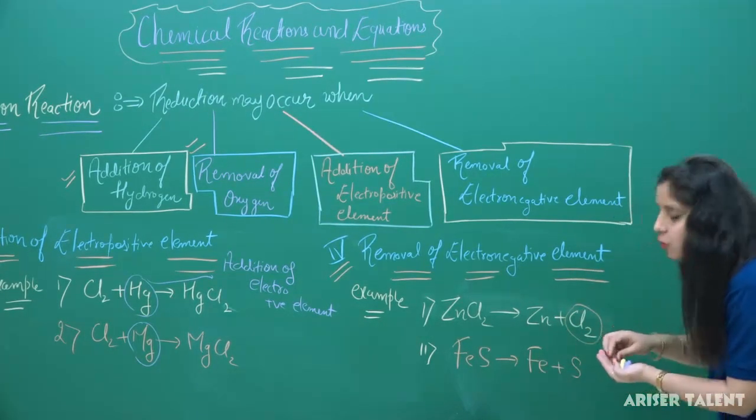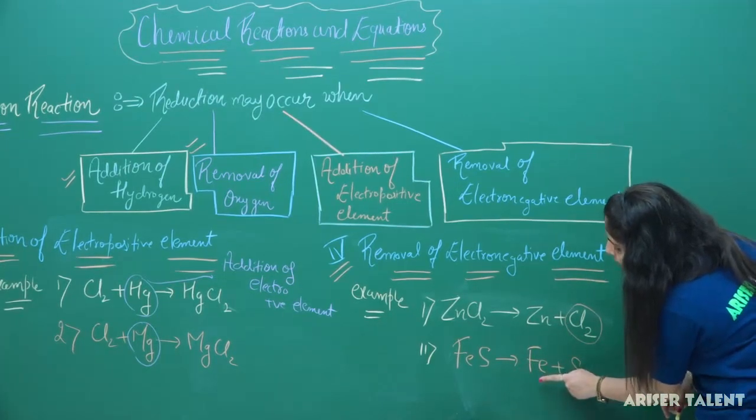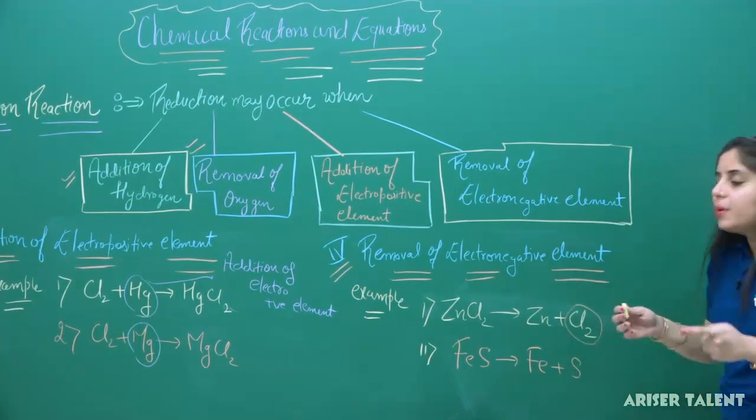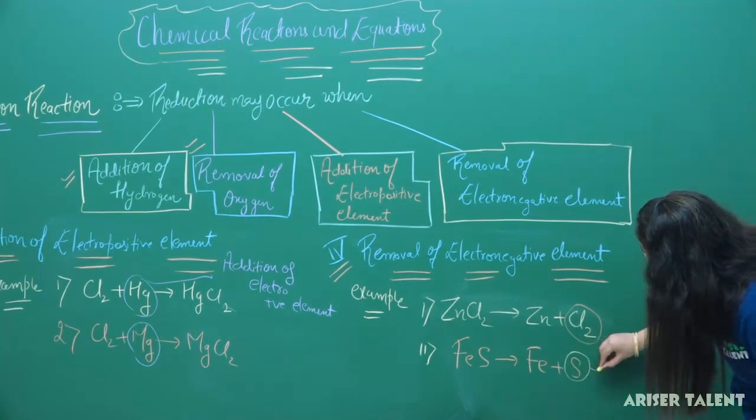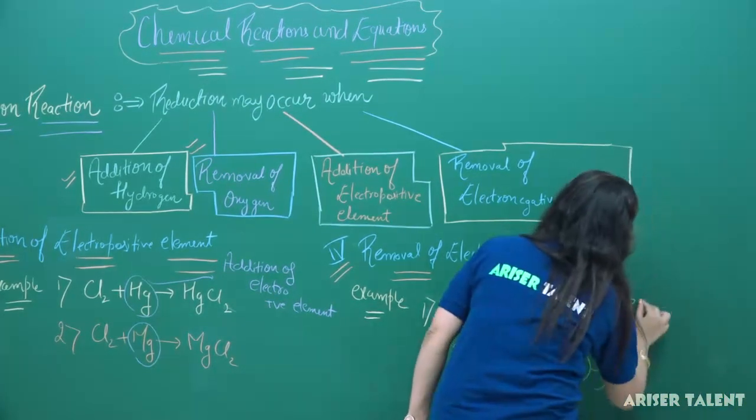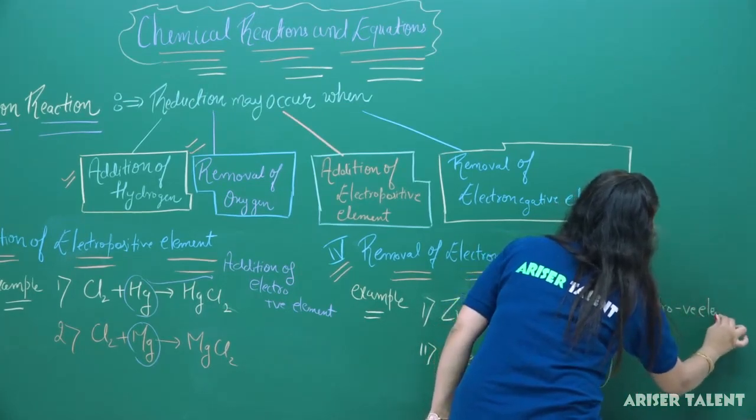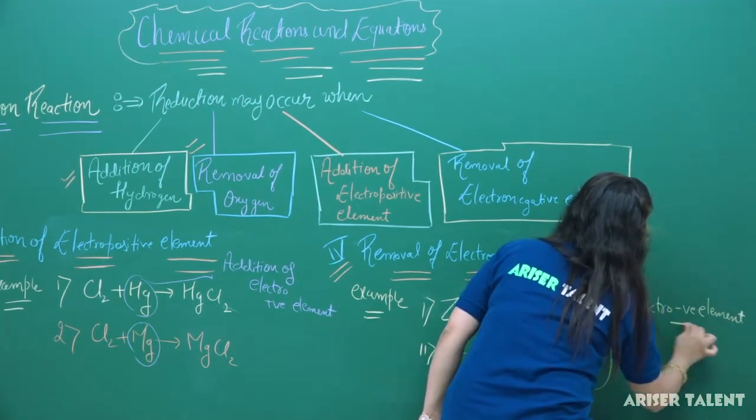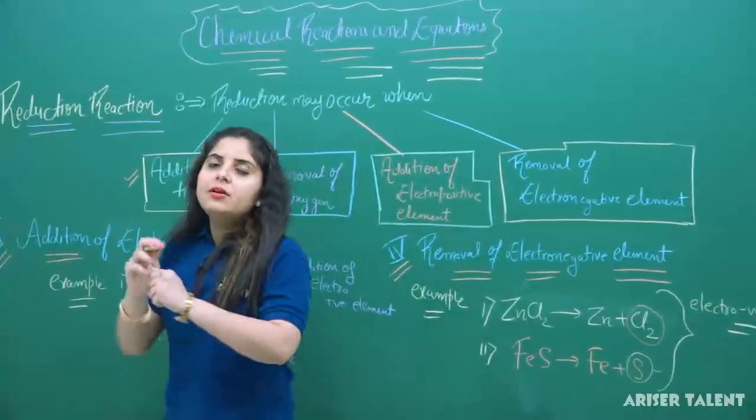And again, in the case of ferrous sulfide, what we have observed here, it dissociates into iron and sulfur. So, sulfur being electronegative has been removed from the reaction. So, these two are electronegative elements, and if the removal of electronegative element occurs, we can say that the reactions are termed as the reduction reaction.